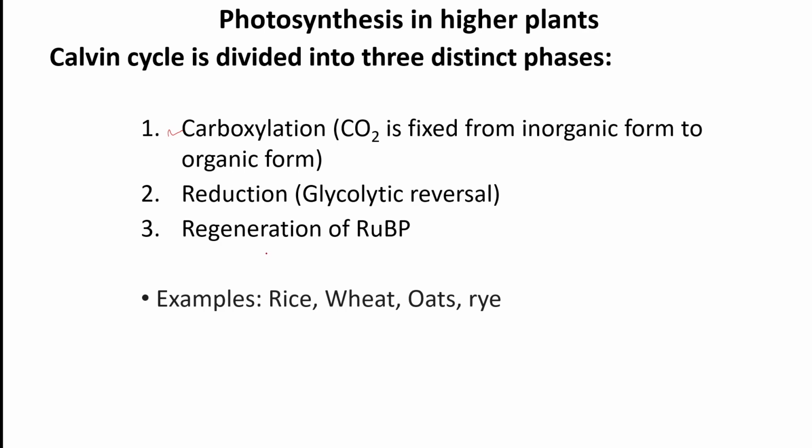Now second phase is known as the reduction phase. Okay, and reduction phase is also known as the glycolytic reversal phase, means it is the reverse of glycolysis. Third phase is the regeneration phase, where there is a regeneration of the RuBP molecule. And this phase is very essential because it ensures the continuity of the Calvin cycle. We'll be studying about all these phases now in detail. And some of the examples of the plants where this Calvin cycle occurs are rice, wheat, oats and rye.